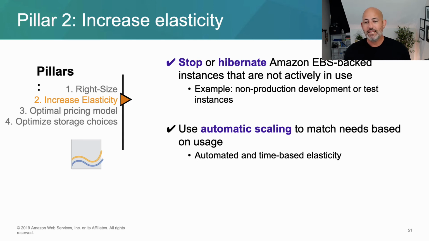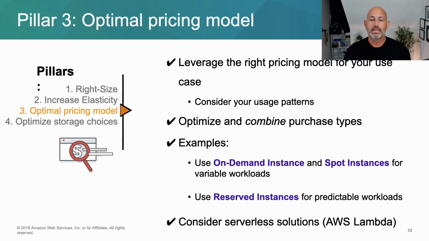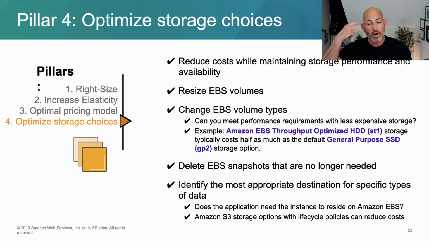For elasticity, that means you have the ability to stop or hibernate instances and use automatic scaling, right? You don't want to be over provisioned and then have it very difficult to bring it back down, or vice versa. That's why auto scaling elasticity is so critical to controlling costs. The optimal pricing model would mean you leverage the right price for your use case. So again, if spot instances work for you and you're not using them, you're wasting a lot of money. Also optimize storage choices.